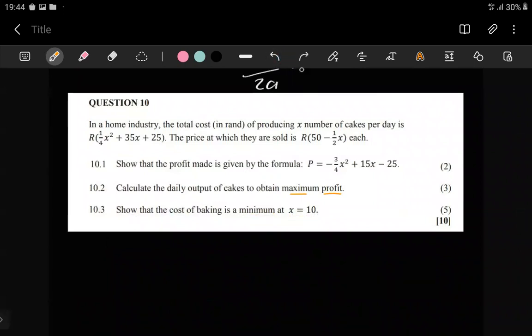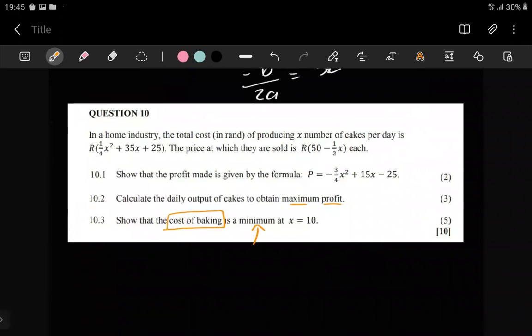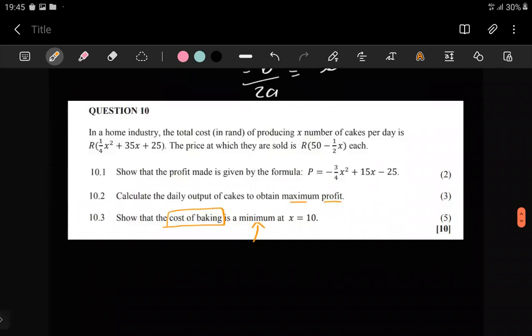So technically what we need to do is have an equation for the cost of baking and then work out where it is a minimum. You see? So we're just going to be working with a different equation. And the equation we're going to be working with is the cost of making these cakes, of which they told us here we have an equation for that.